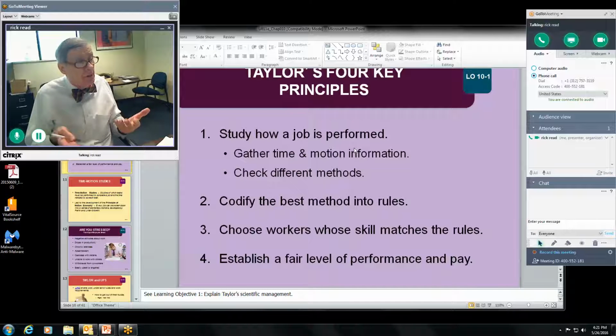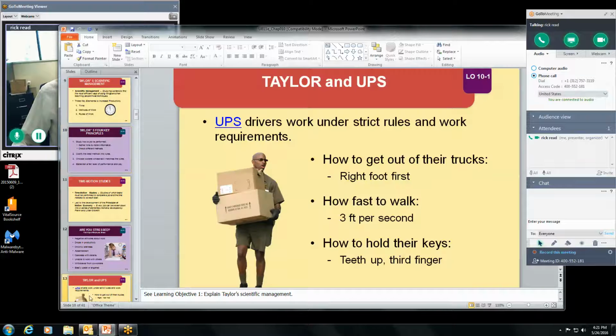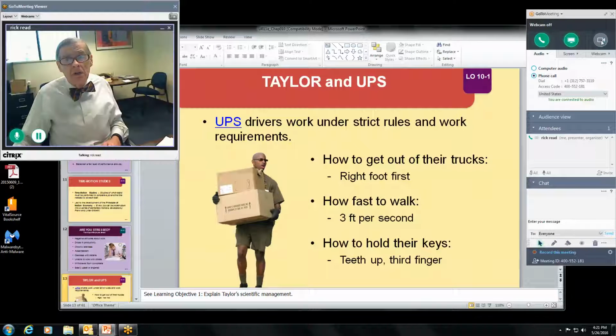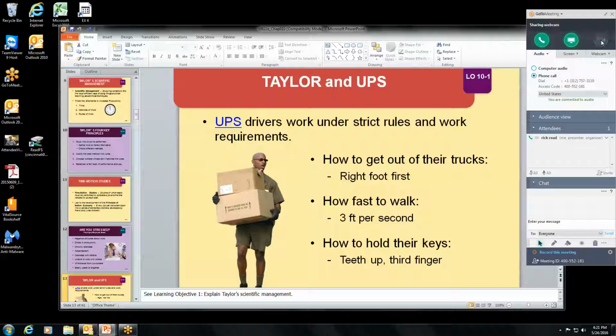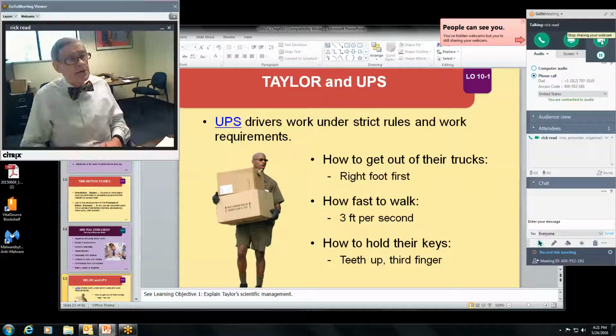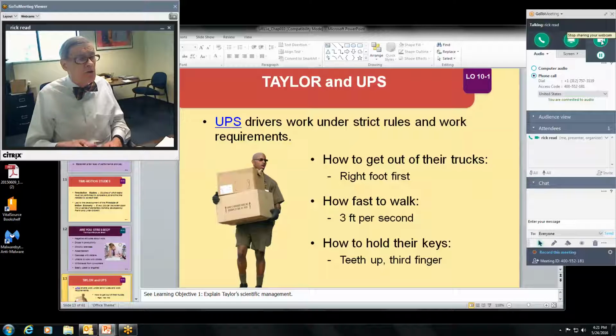But some of it works. You'd be interested to know, as this slide says, that UPS still follows Taylor's tenets. Notice things about how to tell a person to get out of the truck, how to hold the keys, what finger to put the key ring on, and things of that nature.